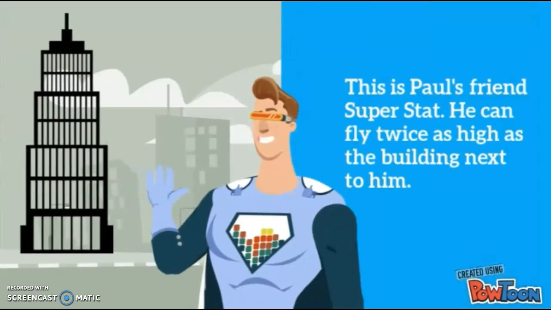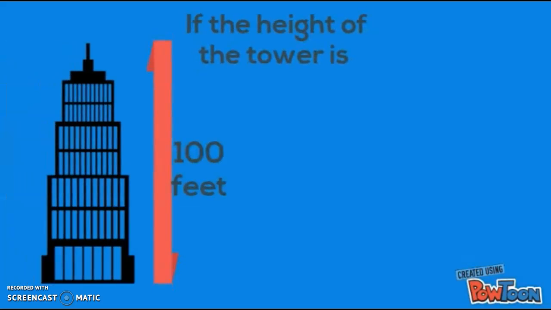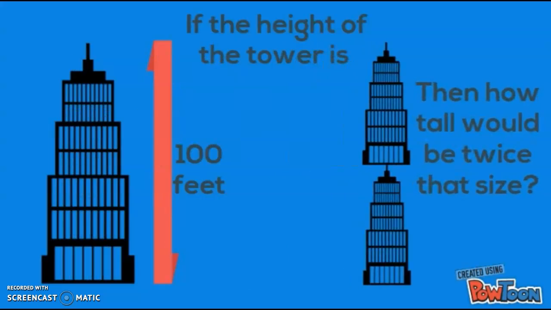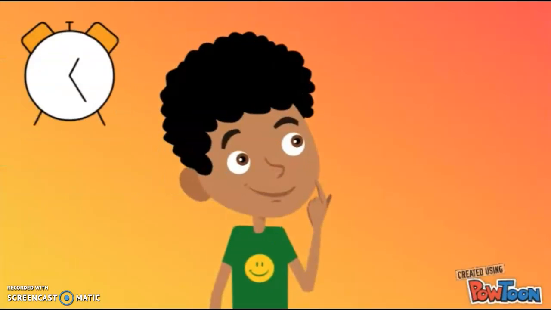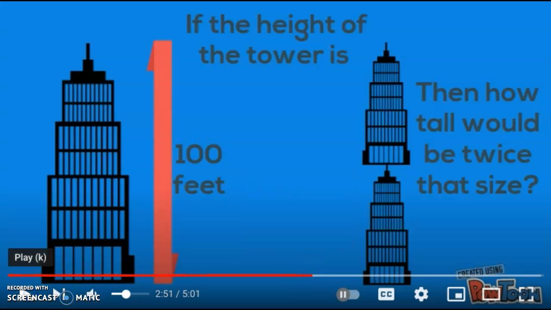This is Paul's friend Superstat. He can fly twice as high as the building next to him. If the height of the tower is 100 feet, then how tall would be twice that size? Now's your chance to press pause and ponder. Okay, let's take a look at this. If the height of the tower is 100 feet, then how tall would be twice that size?